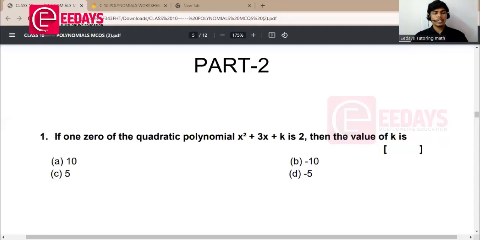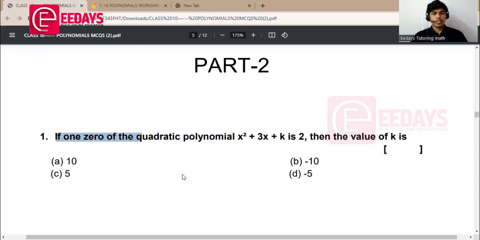Okay, let's start our session on part 2 of polynomials. In part 2 there are lengthy questions I designed, so it might take one more session. Don't worry, let's figure out how to solve this one.